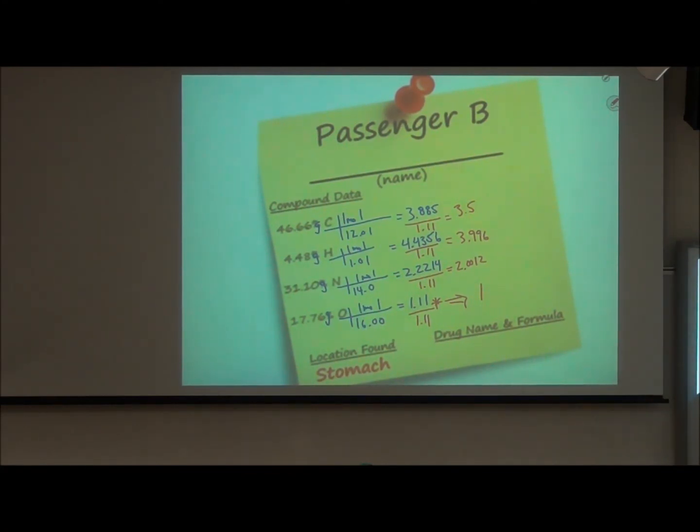All right, so you'll see here that two of these numbers didn't come out exact. Obviously, 1.11 divided by itself is 1. 3.885 divided by 1.11 is 3.5. That's nice and clean. The other ones are off by just about a hundredth. So 3.996 is 4, 2.0012 is 2. But we still have that 3.5, and we need to have them all in whole numbers. So we simply multiply by 2 to get rid of our halves. We're going to do that for everything.